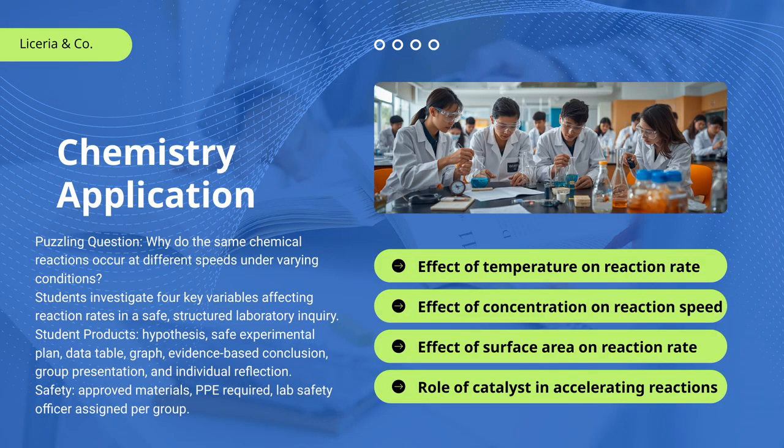In chemistry, group investigation can be applied to reaction rate. Students investigate why the same reaction may occur at different speeds under different conditions. They may examine temperature, concentration, surface area, and catalysts. The expected products include hypotheses, safe procedures, data tables, graphs, conclusions, presentations, and individual reflections.